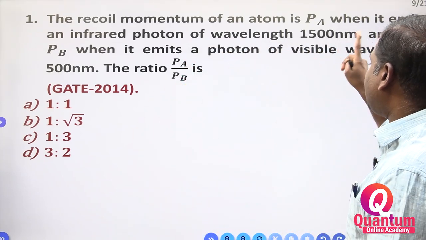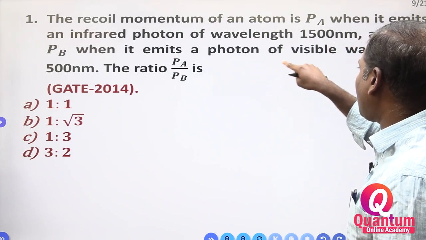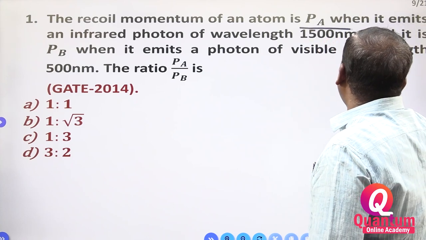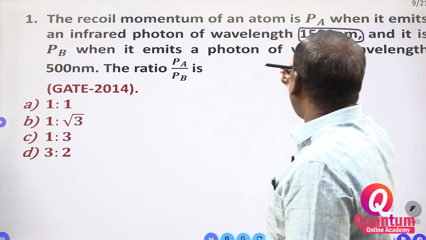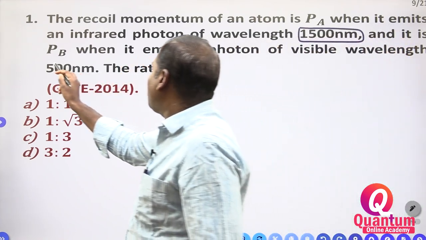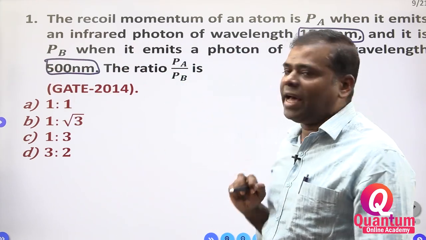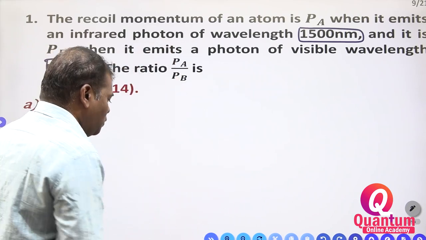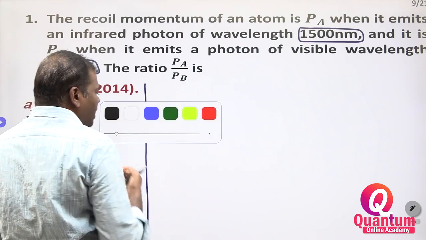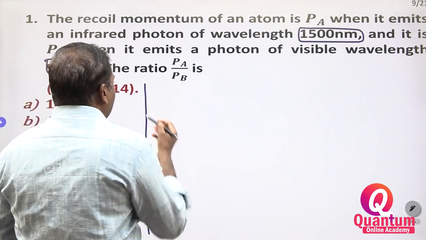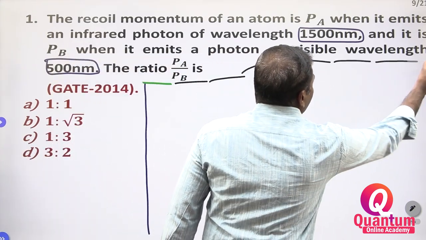The recoiling momentum of an atom is Pa when it emits an infrared photon of wavelength 1500 nanometer, and it is Pb when it emits a photon of visible wavelength 500 nanometer. The ratio of Pa by Pb, they are asking. What is the question? Once you understand the question, it is very easy. How we have to solve that one is very easy. First, you have to see how we have to approach to solve the question.